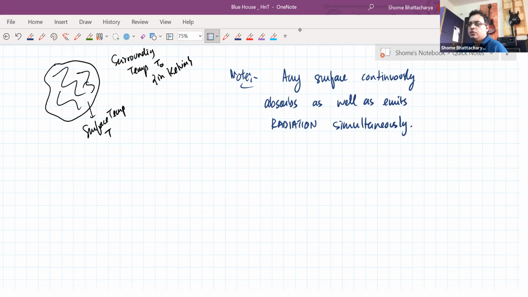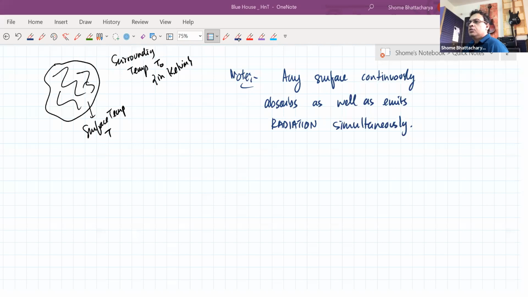Sir, you understood the point now? Yes, sir, got it. So every point will have different kinds of energy, since there's simultaneous absorption and radiation. By emitting and absorbing, it's trying to come to an equilibrium. Of course, the perfect equilibrium will be there when the surface temperature is equal to the surrounding temperature.